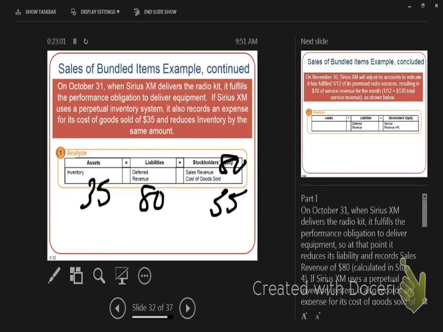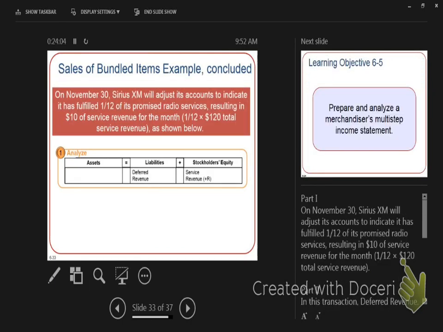And then the last slide talks about the service contract. And that is $10 a month. The reason it's $10 a month is because it's $120 and we have 12 months that we have to carry it over. So we're going to divide that over 12 months. So every month we're going to recognize $10.